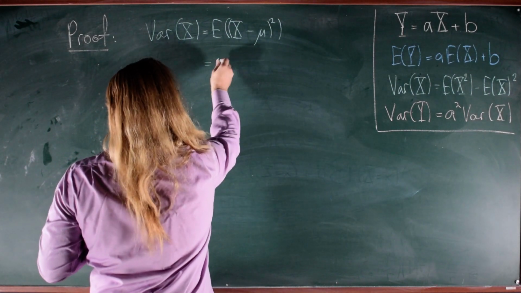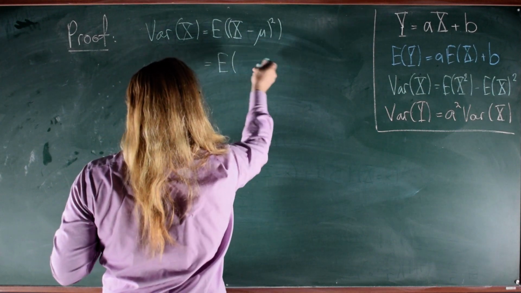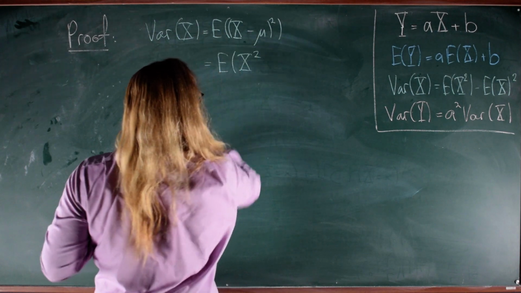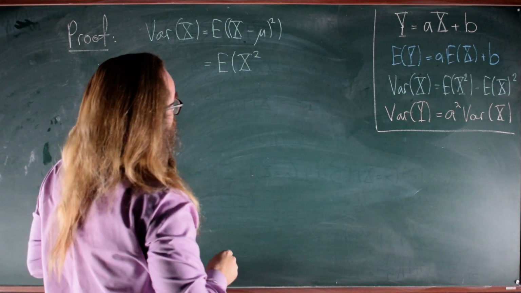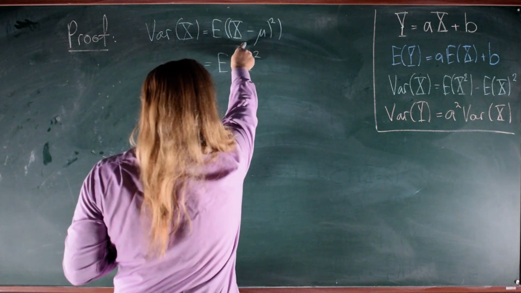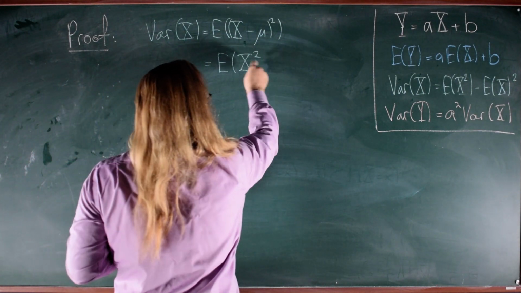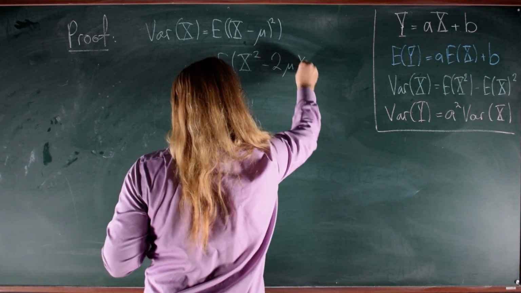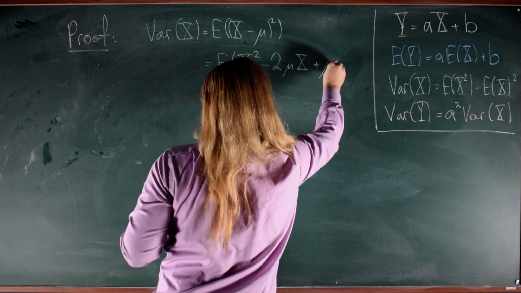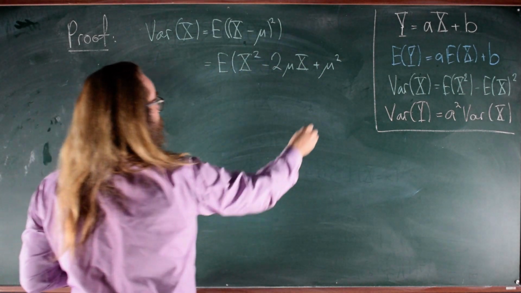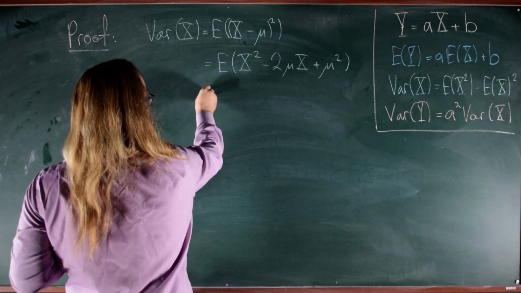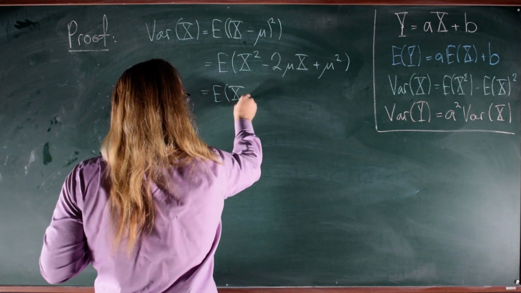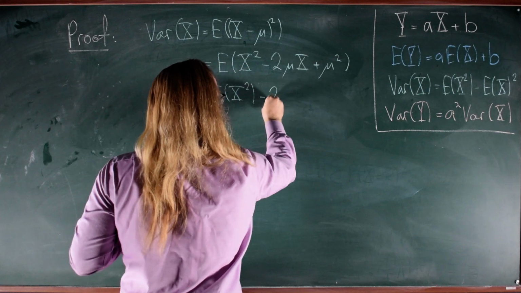Well, we can just use what we just proved, the linearity of the expected value, and expand the square of this difference to get x squared minus 2 times mu times x plus mu squared. The linearity says I can split these up into these three terms. So we get the expected value of x squared, minus 2 times mu.